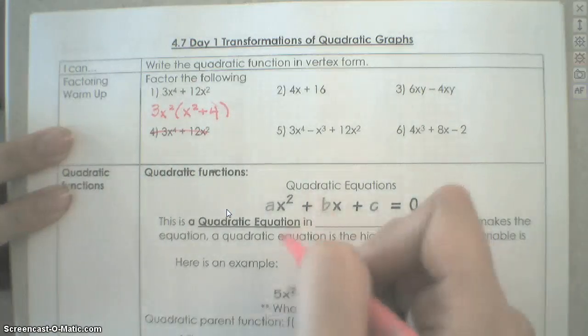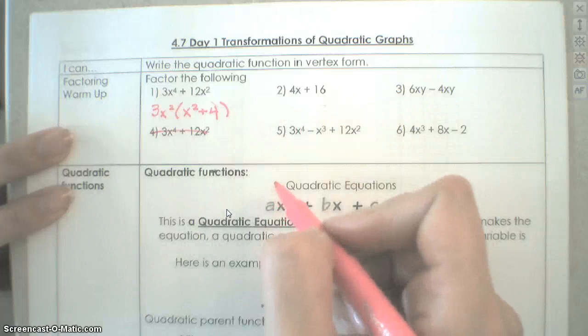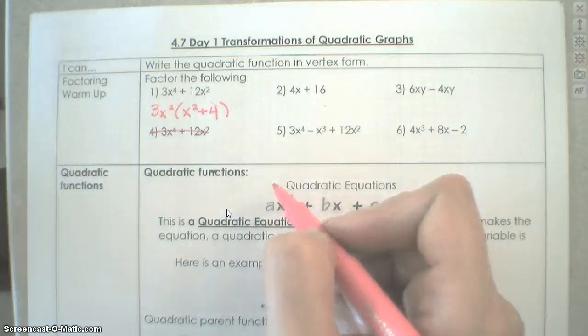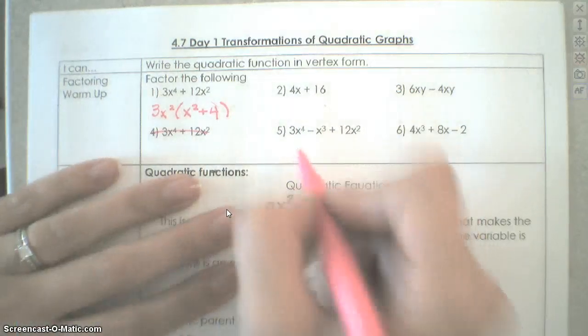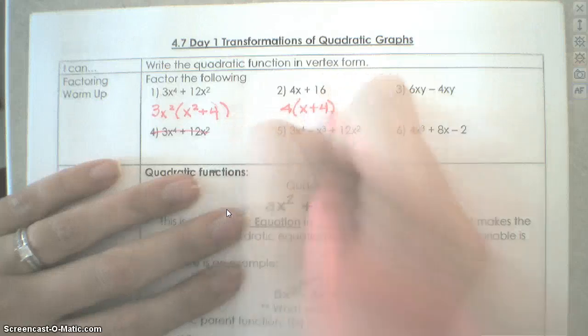All right, try the next few on your own, and then you can check. Hint on number 2, you're going to pull out just a number. So think about the number you could divide each of those by. It comes out front. It's kind of like undistributing. So pull out a 4, and you'd have x plus 4 left.